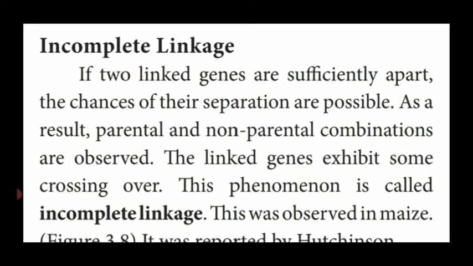If two linked genes are sufficiently apart, there what did we say, we said closely located. Here, if you see, completely apart. The chances of their separations are possible. As a result, they produce parental recombinants as well as non-parental recombinants. This proved that the linked genes exhibit the crossing over. This phenomenon is known as incomplete linkage.